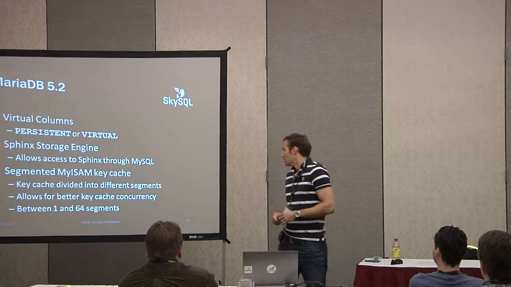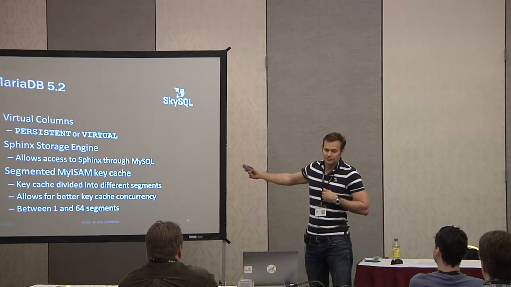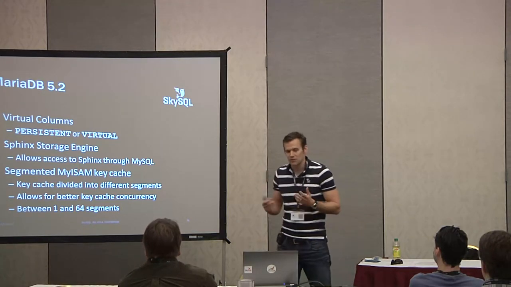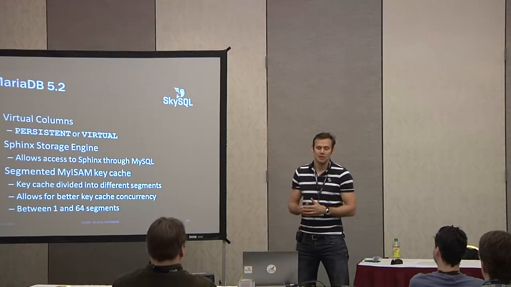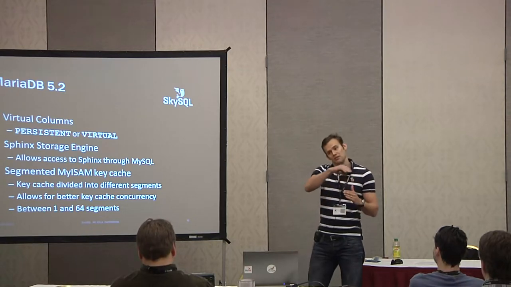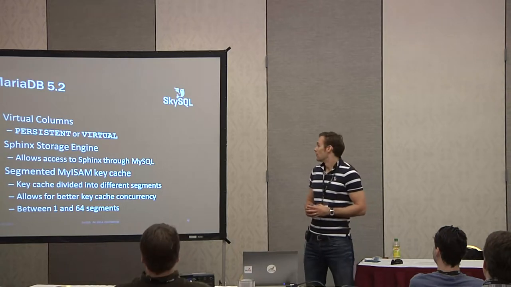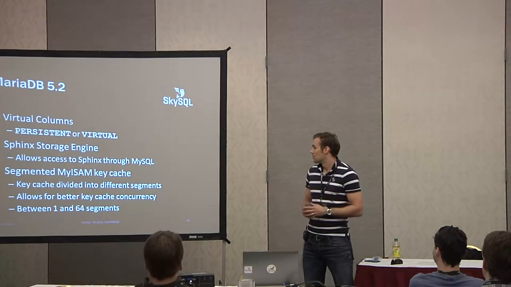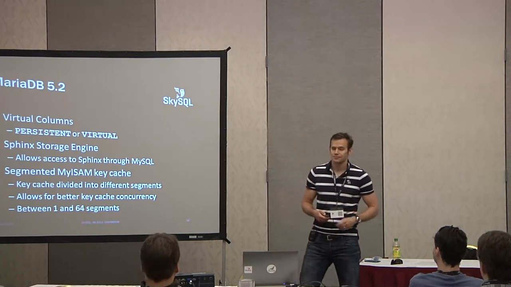And MyISAM had the same problem. MyISAM has one cache called key cache, which is where all the indexed data is. And basically, in a multi-core environment, you have the same issue. If you only have one key cache, you cannot concurrently access this. So what they did in MariaDB is to split up the MyISAM key cache into different segments, which is called a segmented MyISAM key cache.